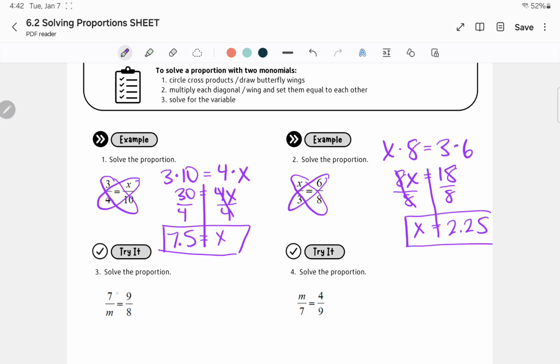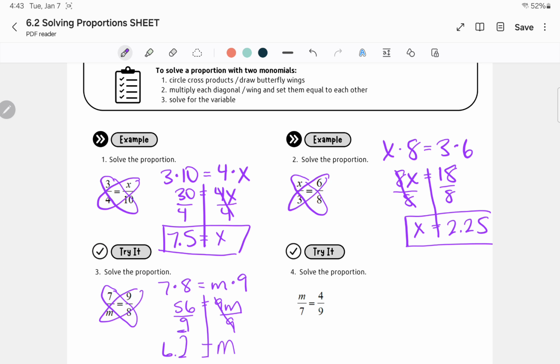All right, so first wing, you don't have to draw the wings every time, I'm just going to, but 7 times 8, and then m times 9. Now 7 times 8 is 56. m times 9, sorry, is 9m. I'm going to divide both sides by 9. That gives me m equals 56 divided by 9 is 6.2 repeating.